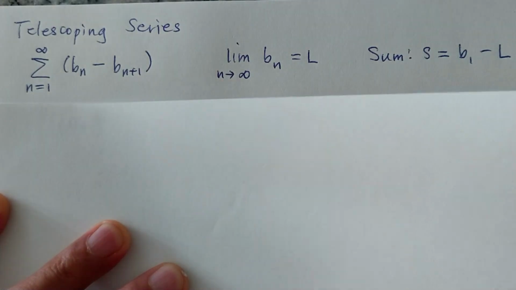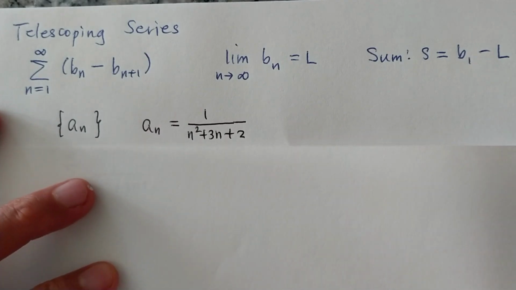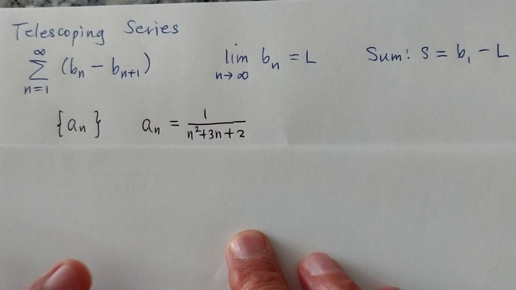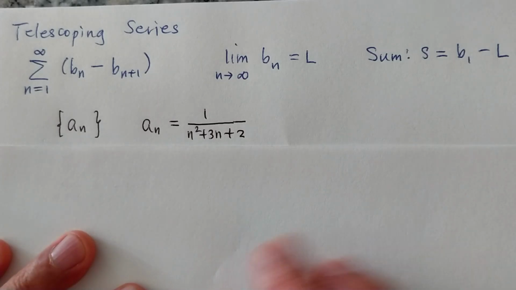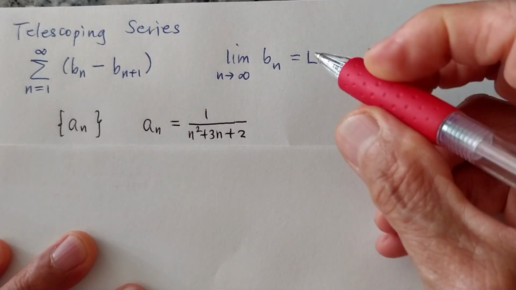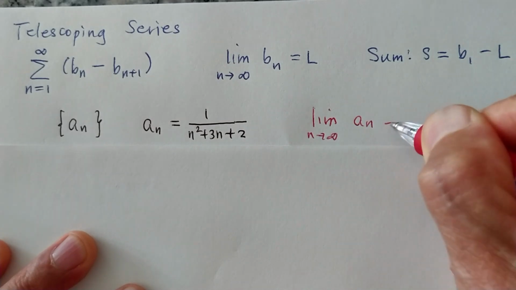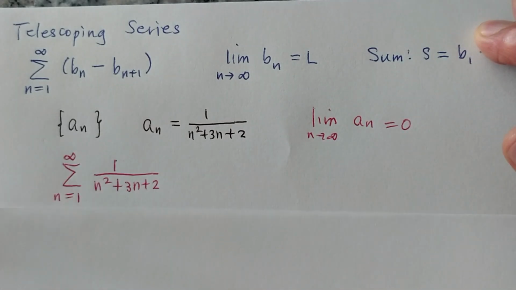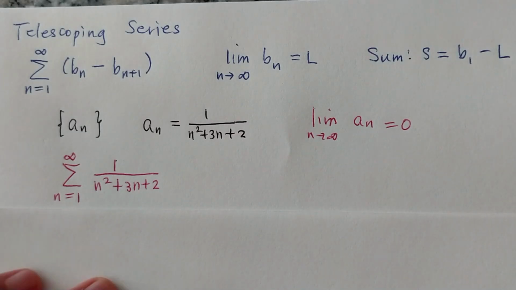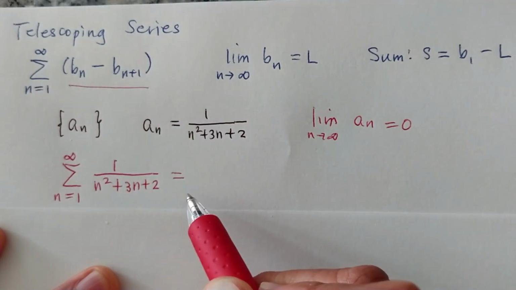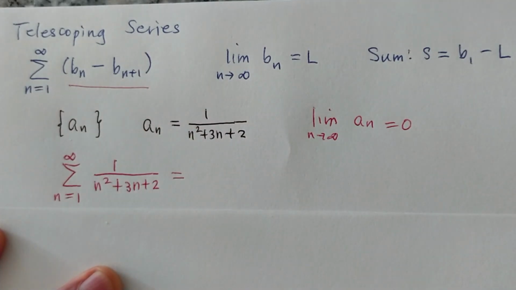Okay, so earlier we did this sequence. A sub n is equal to 1 over n squared plus 3n plus 2, and we found that the limit of the sequence is 0. Now we can look at it as a series, okay? The series of 1 over n squared plus 3n plus 2 as n goes from 1 to infinity. What we need to do first is to rewrite the series into this form, and we will do that using partial fractions.